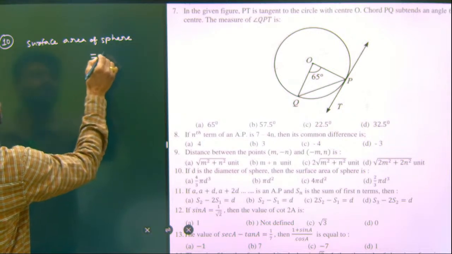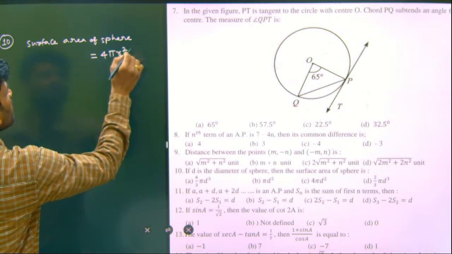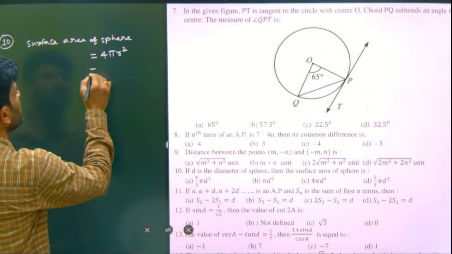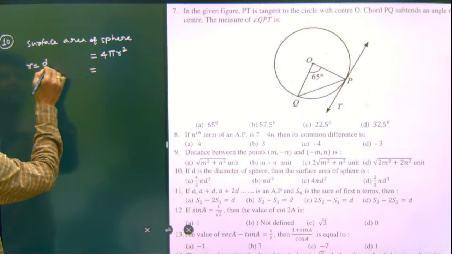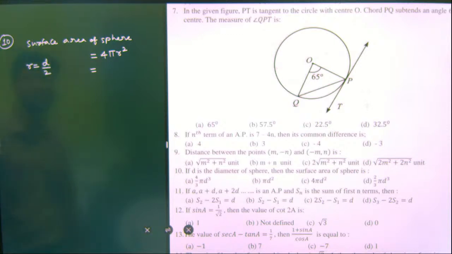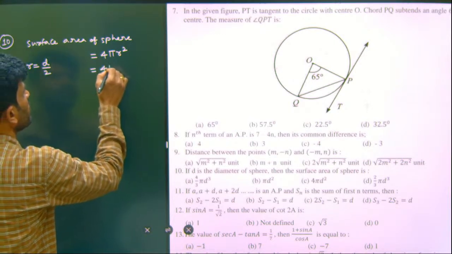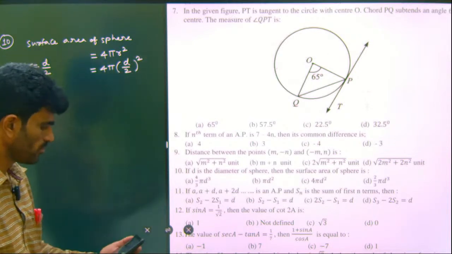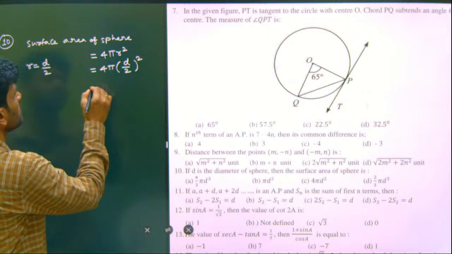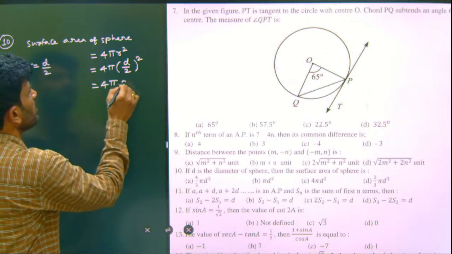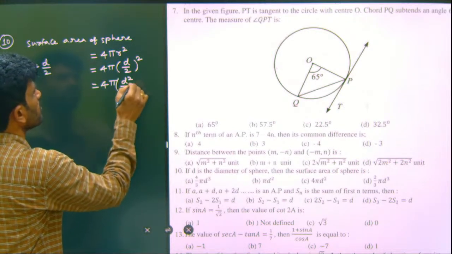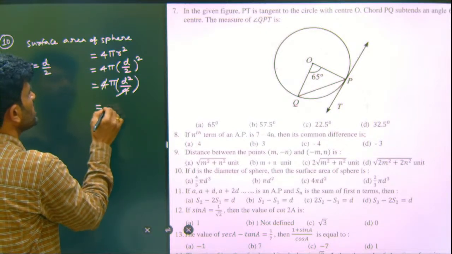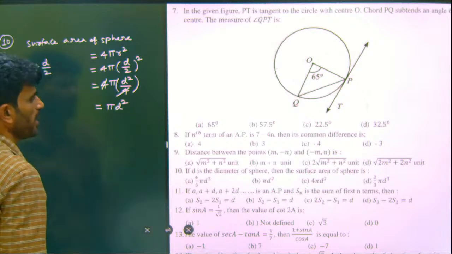Surface area of a sphere is 4 pi r square. But what is given here is the diameter. Diameter is equal to 2 times r, so r is equal to d by 2. In the place of r, we have to write d by 2 whole square. Then what happens? 4 pi d square by 4. The 4 cancels, and only pi d square is left.